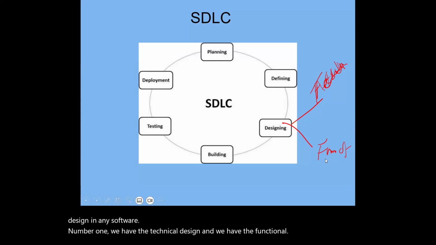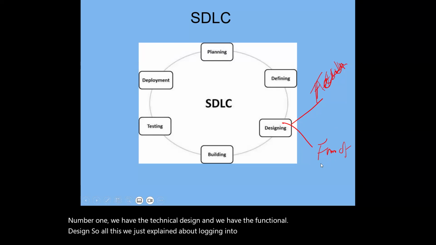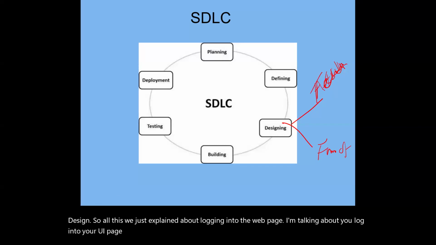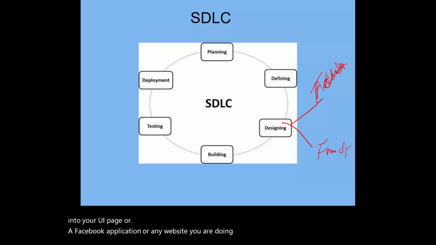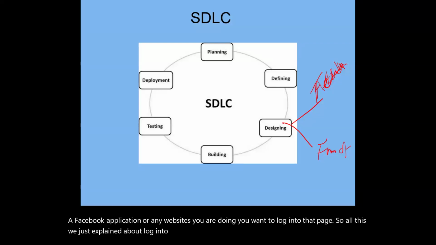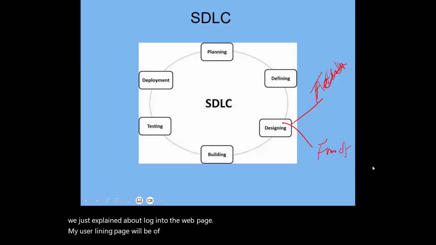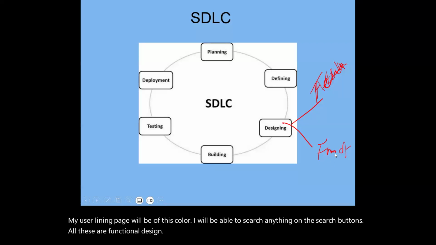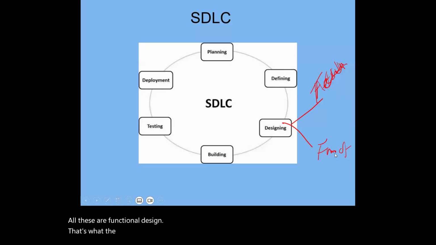All this we just explained is about logging into a web page. I'm talking about going to your UI page, a Facebook application, or any website where you want to log into that page. My user landing page will be of this color. I will be able to search anything on the search button. All these are functional design. That's the functionality, what you are performing there.